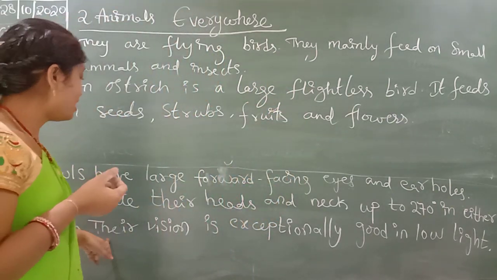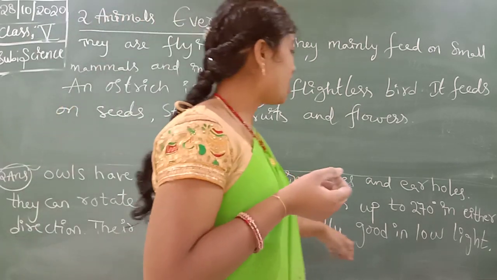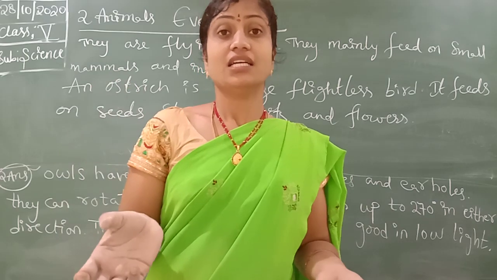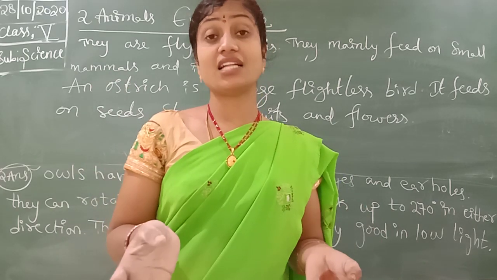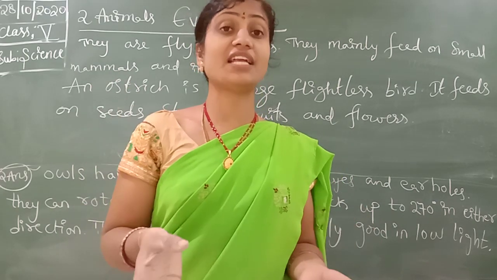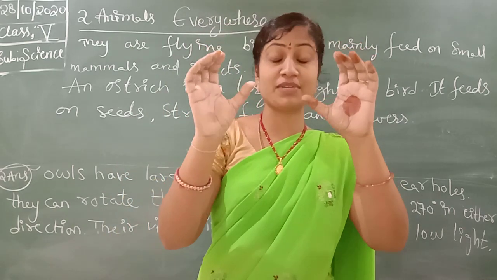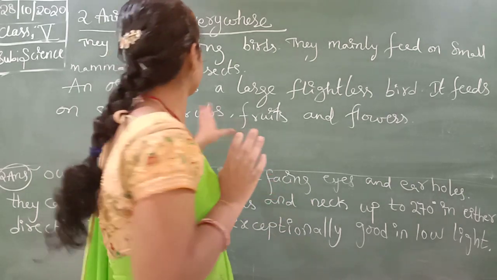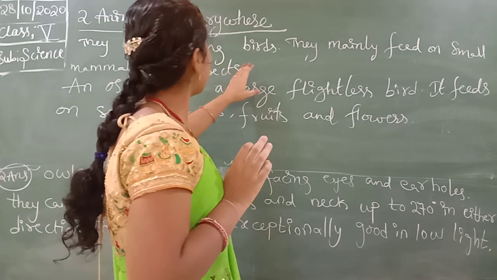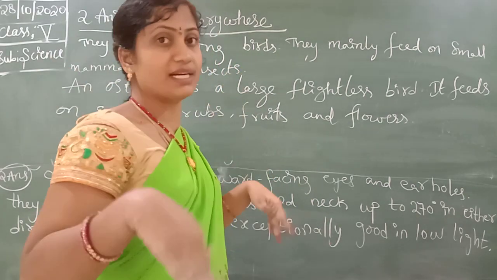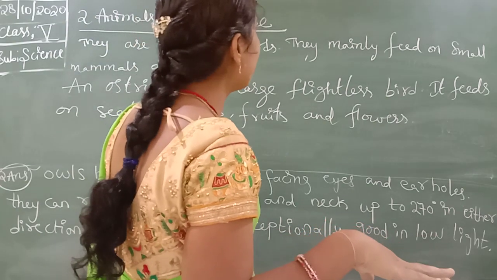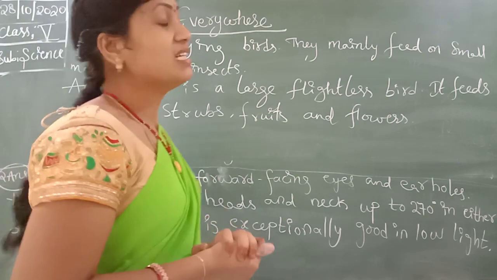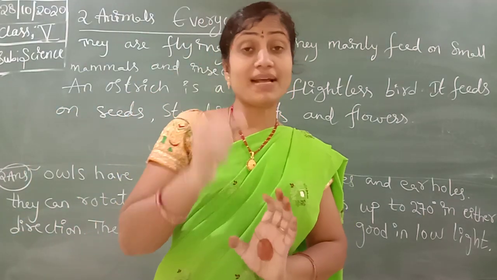Their vision is exceptionally good in low light and in the dark, even with no lighting at all. They will see very clearly. Next, they are flying birds. These flying birds, owls, mainly feed on small mammals and insects.